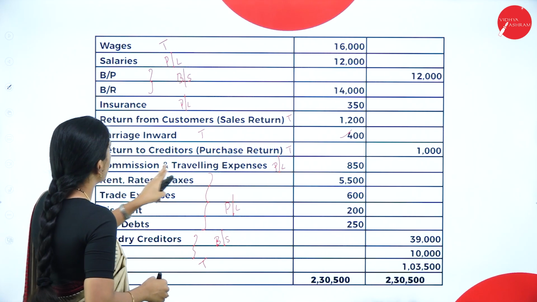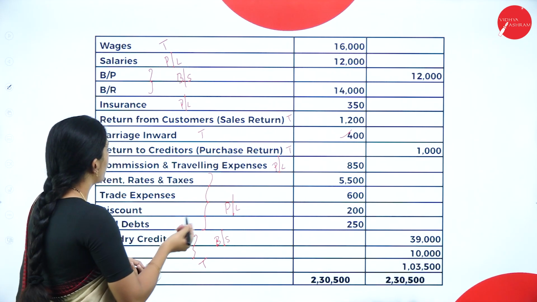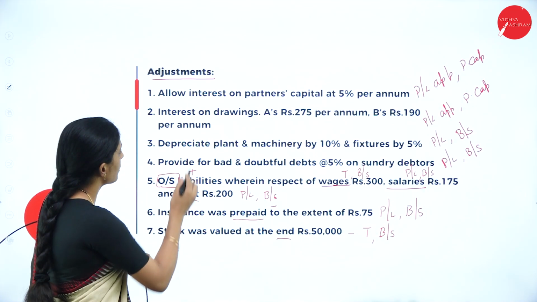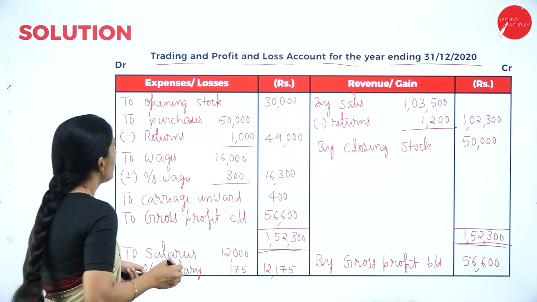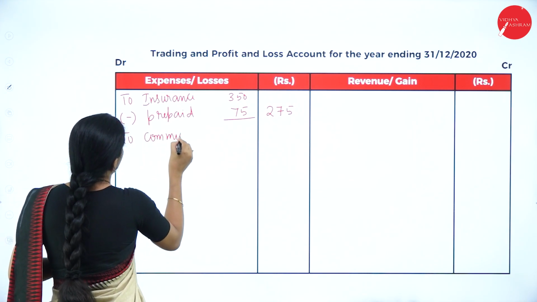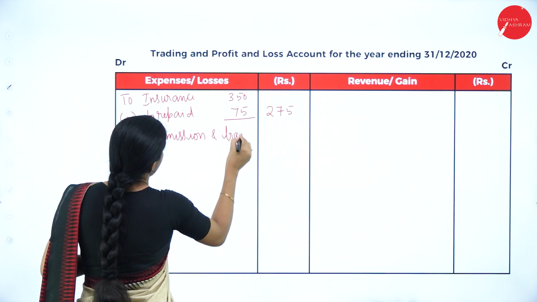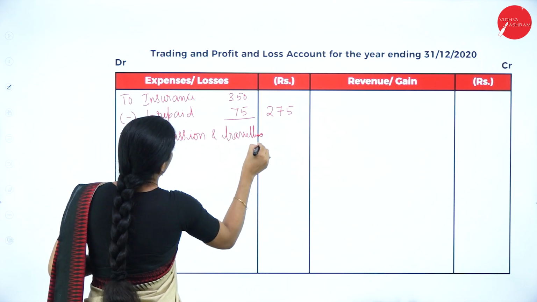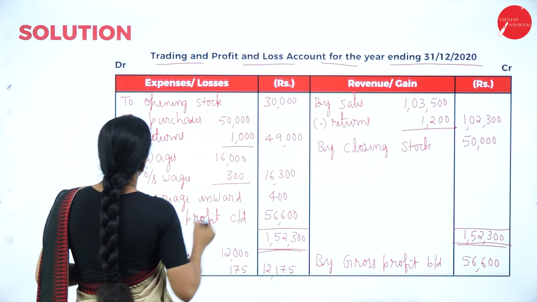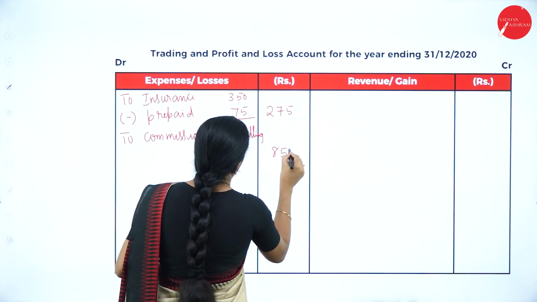Next, moving on to the next one after insurance. So we have commission as well as traveling expenses 850. So how do you record? You will record to commission and traveling expenses. No adjustment relating to that. To commission and traveling expenses, and the amount is 850.